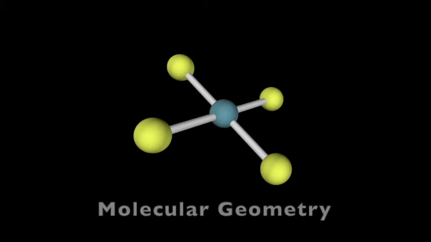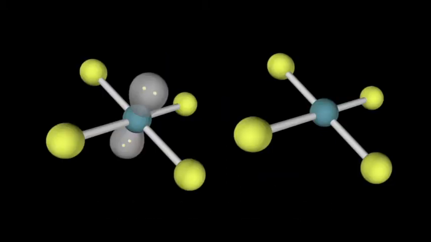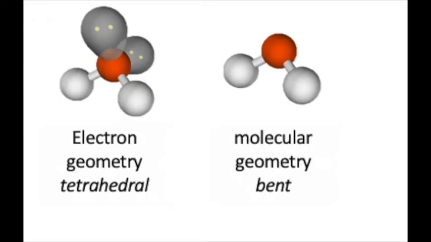Every molecule has both an electron geometry and a molecular geometry. Because electron pairs are invisible, the molecular geometry we see when we look at just the bonds may be only a part of the electron geometry. Let's look at water, for example. The electron geometry is tetrahedral, but the molecular geometry is not. It's bent.